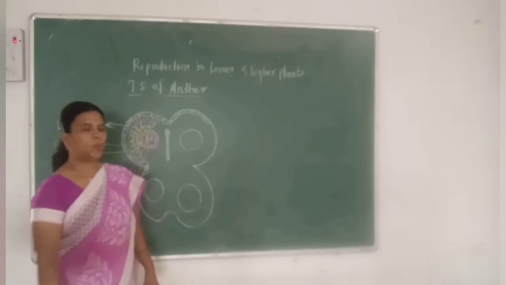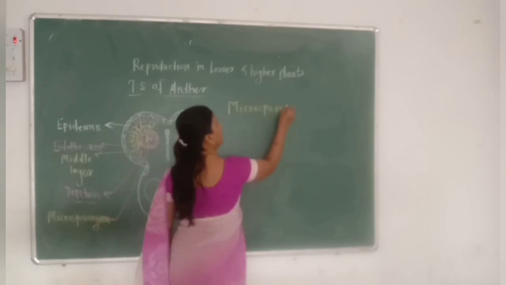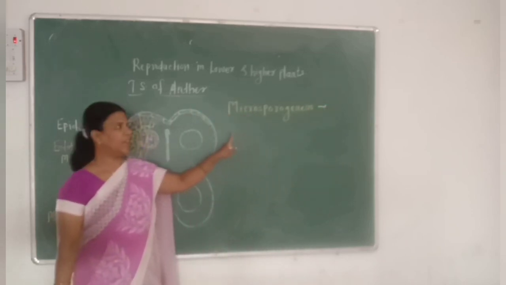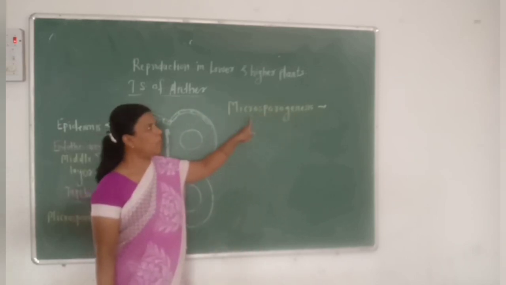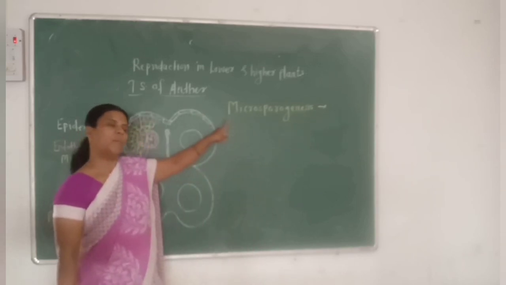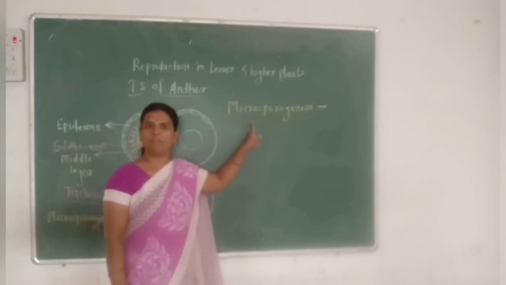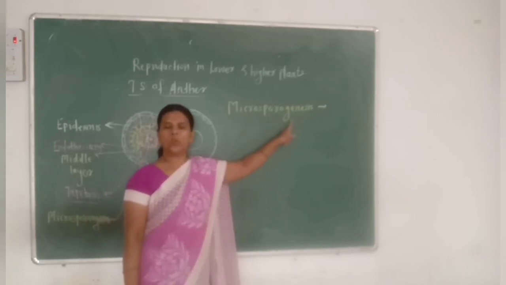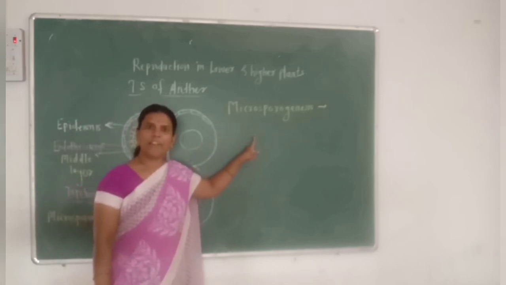Now let us study the process of microsporogenesis. As the name refers, microspores. Genesis means formation of. Formation of microspores is called microsporogenesis. What are microspores? Microspores are also called pollen grains. Then what is microsporogenesis? Formation of microspores or pollen grains is called microsporogenesis. Let us understand how these microspores are developed.